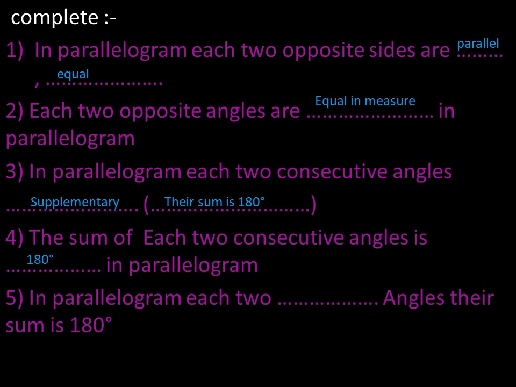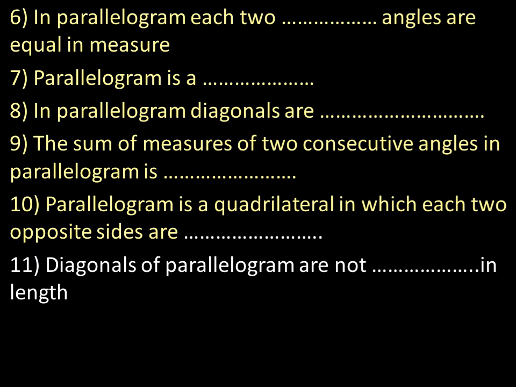Excellent. Number 5. In a parallelogram, each two angles, their sum is 180. Which two angles are 180? Yes, consecutive angles. Number 6. In a parallelogram, each two angles are equal in measure. Yes, it's two opposite angles.